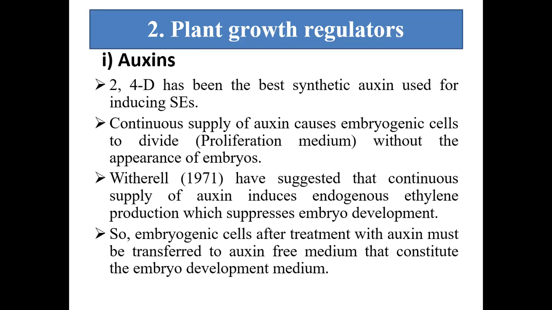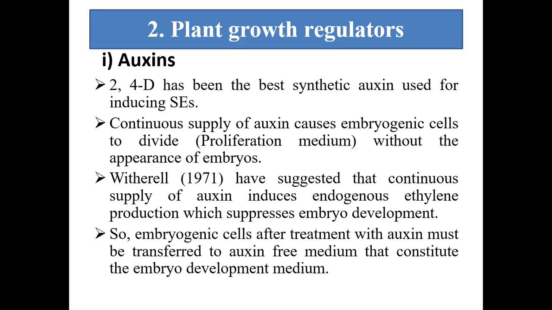As I promised, there are certain roles of plant growth regulators which play a pivotal role. For example, the auxin 2,4-D. We all know it is the best synthetic auxin used for the induction of somatic embryos. The continuous proliferation of embryogenic callus inside the medium without the appearance of embryos is actually driven by auxin. The continuous supply of auxin induces endogenous ethylene production, which also suppresses embryo development.